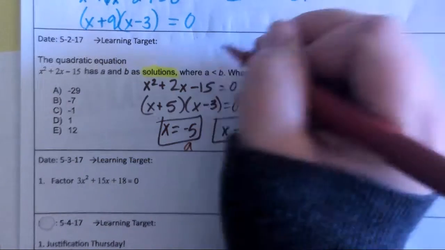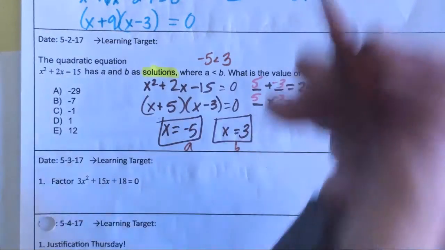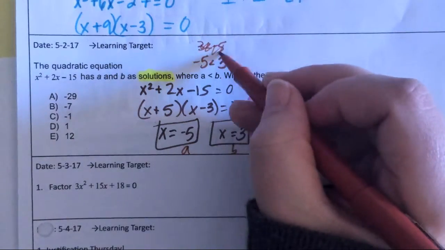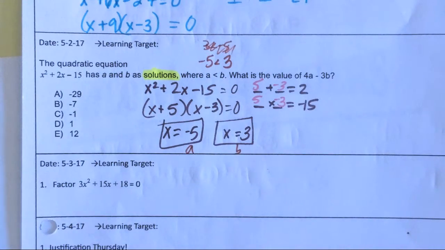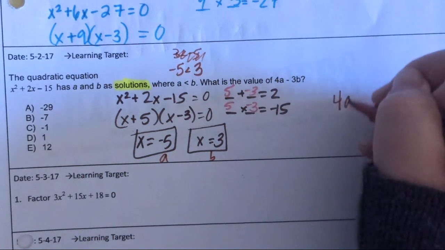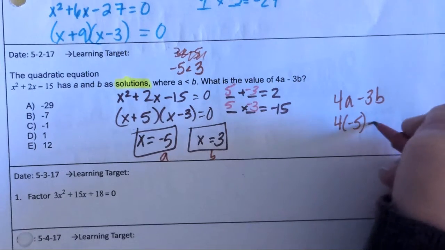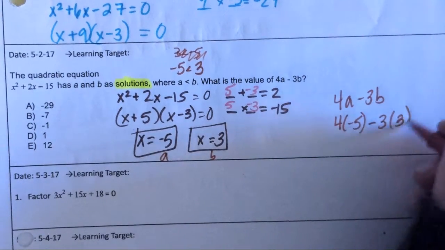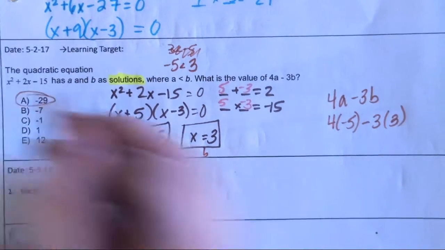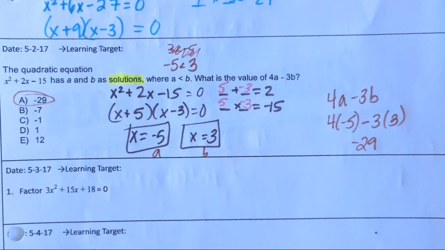And they're correct because negative 5 is less than 3. When we write 3 less than negative 5, well, that's not right. 3 can't be less than a negative number. It has to be A is negative 5 and B is 3. So they ask us to find 4A minus 3B. Well, that's going to be 4 times negative 5 minus 3 times 3. So what should my answer be? Which is A. I'm going to fix that. So, yes, I agree.